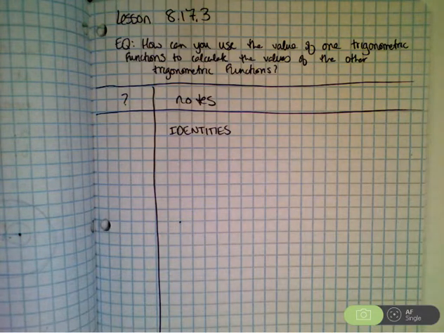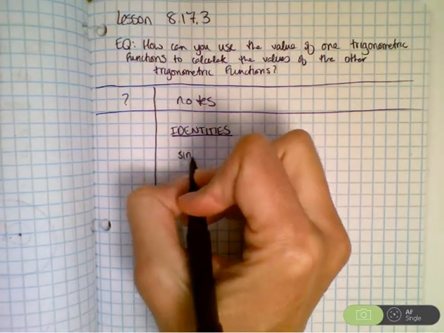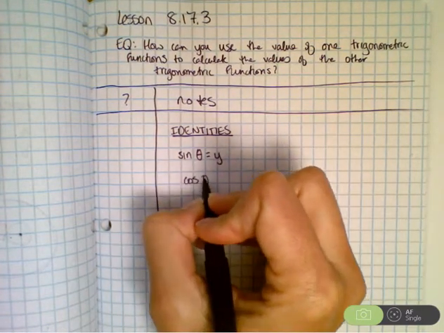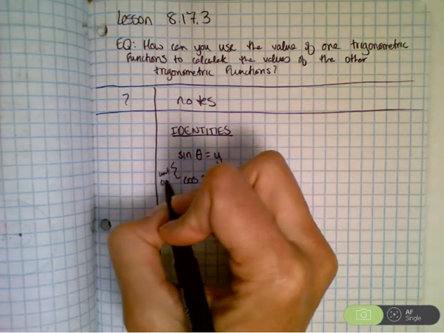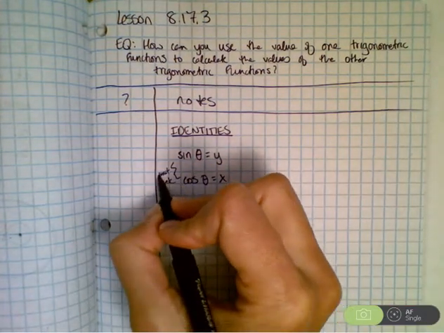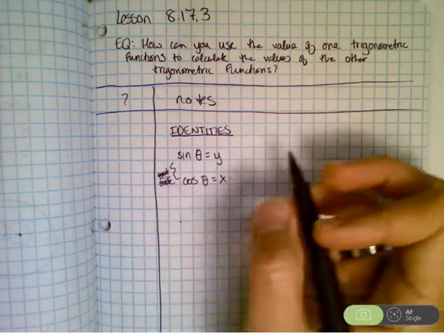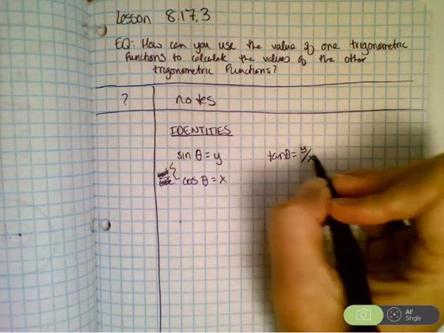So identities are things that always hold true, and so you can use them to find different parts of things. If you think back to what we were doing with the unit circle in class last time, hopefully you remember that the sine of any angle theta is the same as the y-coordinate, and the cosine of any angle theta is the same as the x-coordinate on the unit circle. So sine and cosine come from the unit circle, and then the tangent of the angle is equal to y over x.